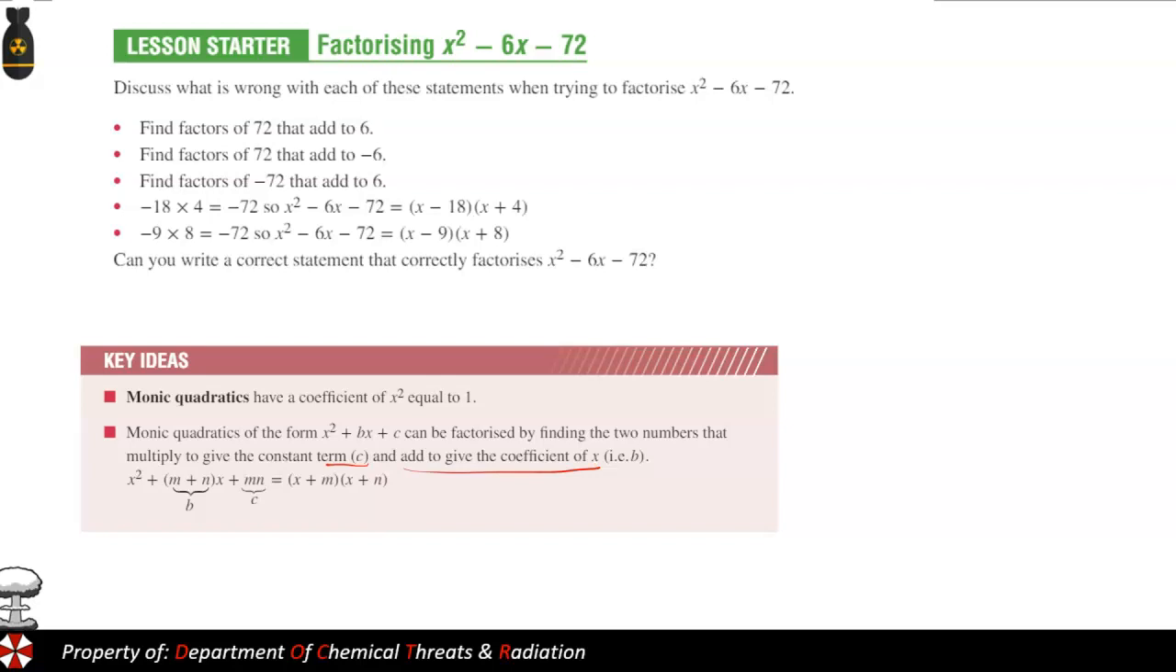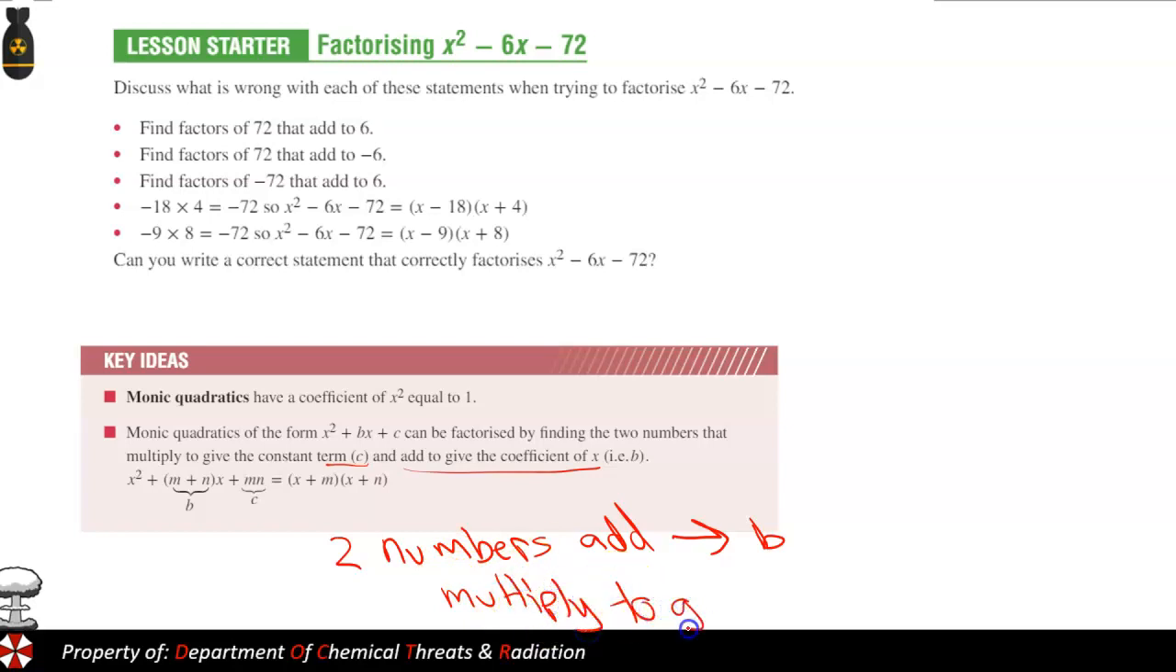So we want two numbers that add to give us, we'll call this b, because it's the coefficient, right? We normally call this a, b, c. And we also need those two numbers to multiply to give what? c.